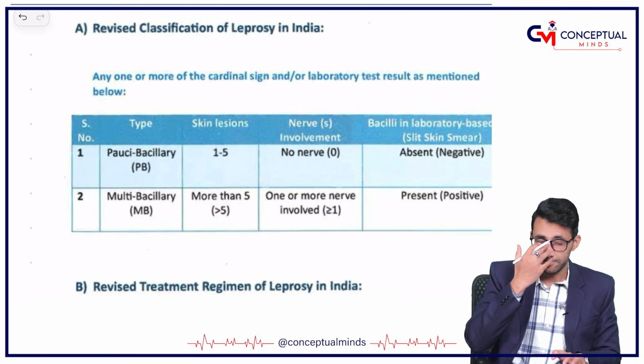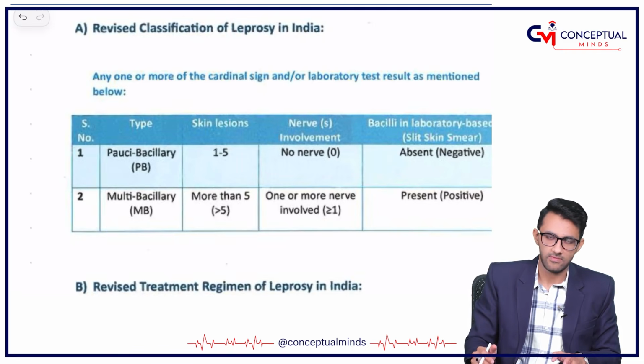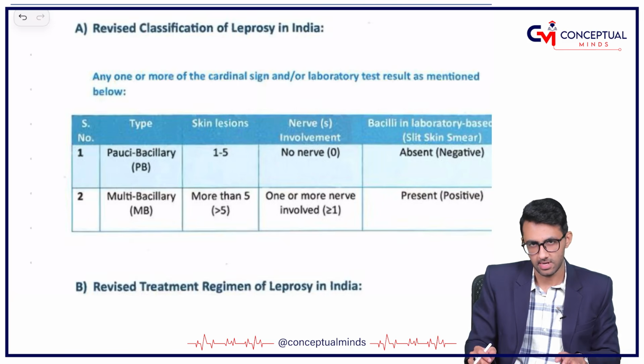Tell me about the nerve. If there is no involvement of nerve, it is paucibacillary, right? If more than one nerve is involved, it is multibacillary. Simple as that. SSS negative, paucibacillary; SSS positive, multibacillary.